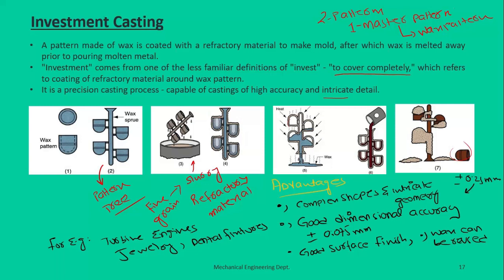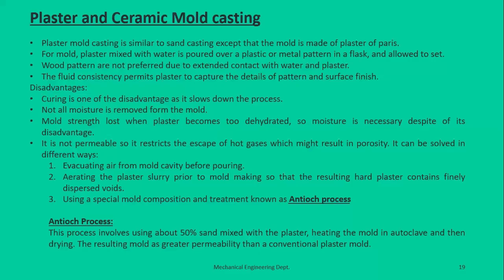So this was the fourth type of the expandable mold casting. Now the last one is the plaster mold and the ceramic mold casting. The last type of the expandable mold casting is the plaster and the ceramic mold casting. They are similar to the sand casting.